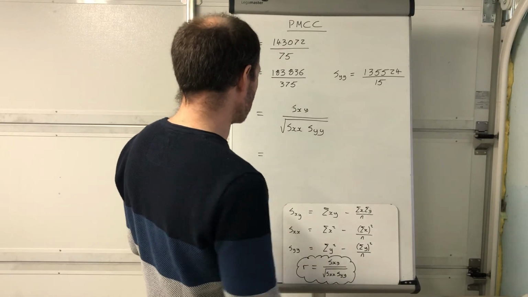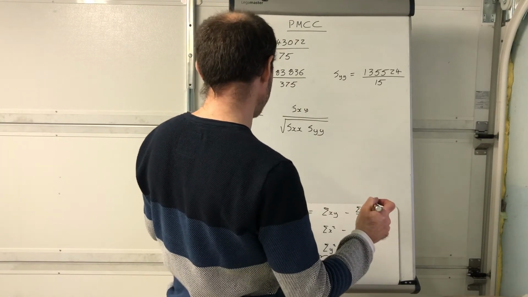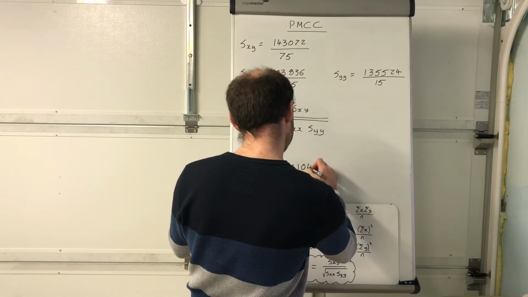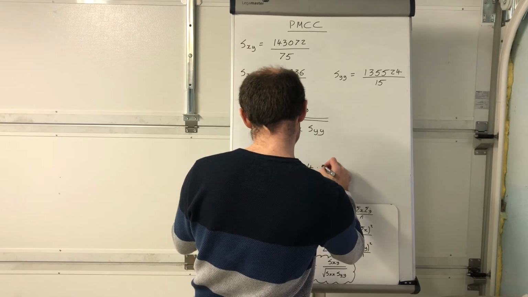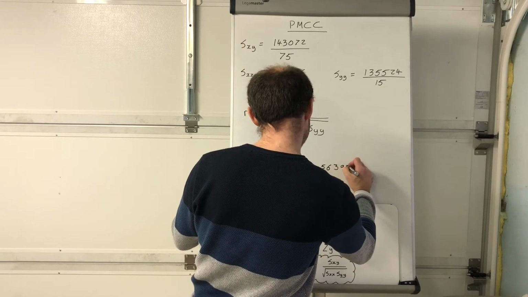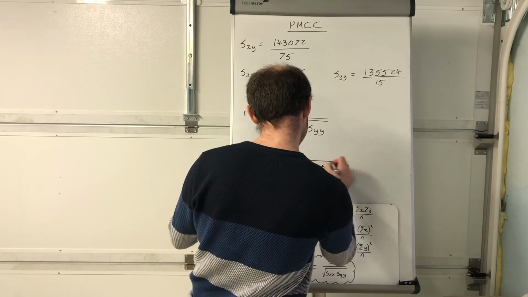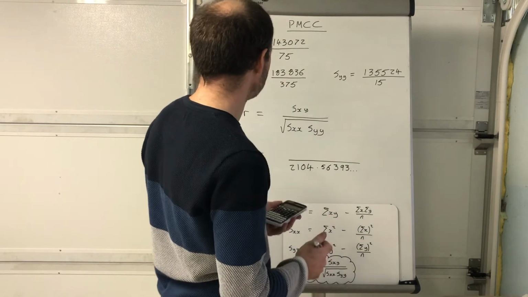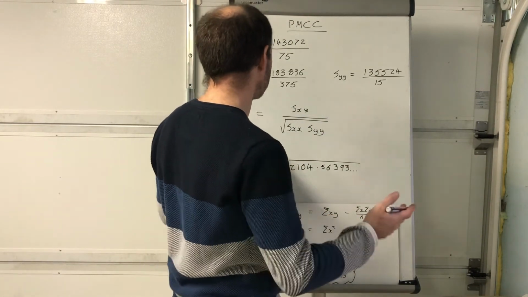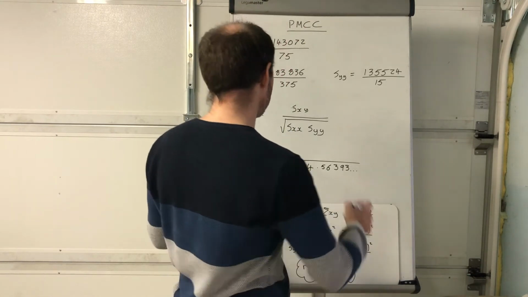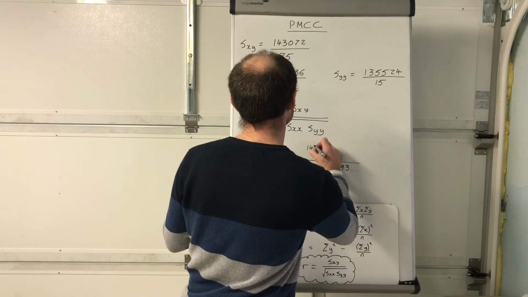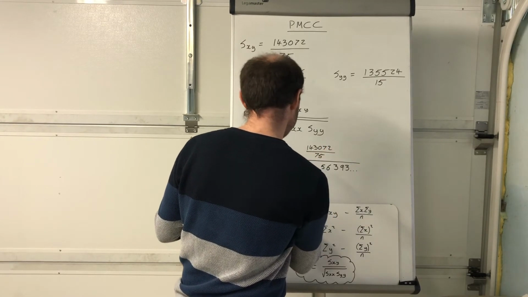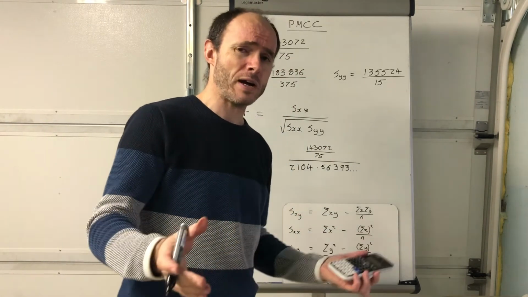So rather than write that all in, I'll do that initial calculation, and put in that the denominator I know has got to be this: 2104.56393. Let's put a dot there, shall we? And then on the top, the Sxy, up to you. Should we put that as a decimal? I can't remember what the decimal is now. I'm just going to put it in as the fraction we see, 143,072 over 75.